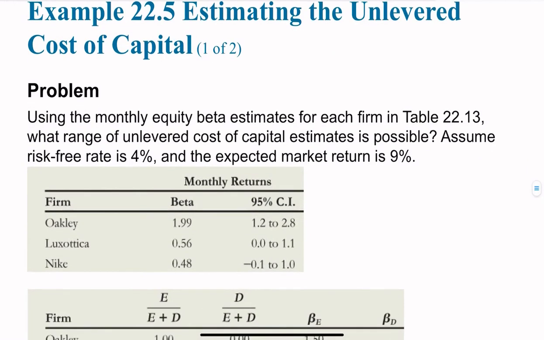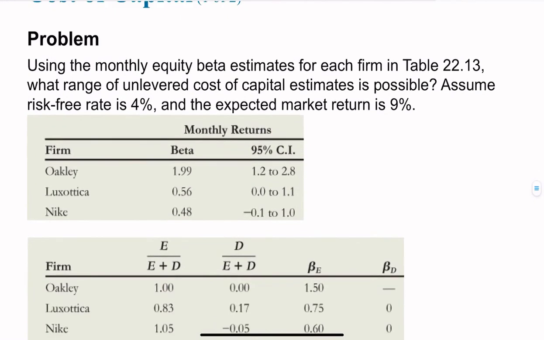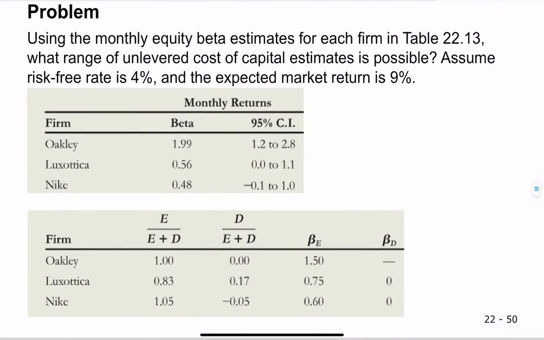Okay, let's see this example here. So use the following tables, right? We have two tables here. What range of unlevered cost of capital estimates is possible? This is a pretty simple question.